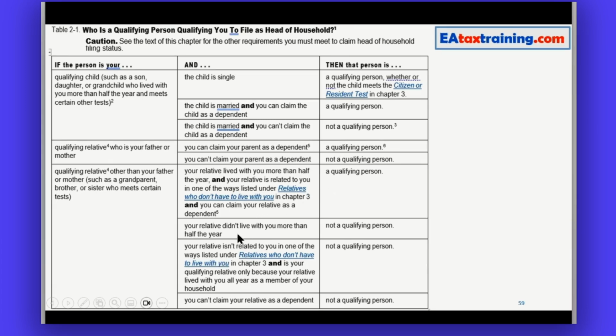Now, the rest of these boxes here are redundant because all they're saying is if they didn't live with you for more than half the year, they're not a qualifying person. Even though we already said up here they have to live with you for more than half the year. This one just says if they're not on this list, this special list of relatives, then they're not a qualifying person. But of course, we already said that up here. And then the one down here just says if you can't claim them as a dependent, they're not a qualifying person. But we already said that up here. You have to be able to claim them as a dependent. So just know what's in this top box and you've got it down. So those are who are qualifying persons for head of household status.